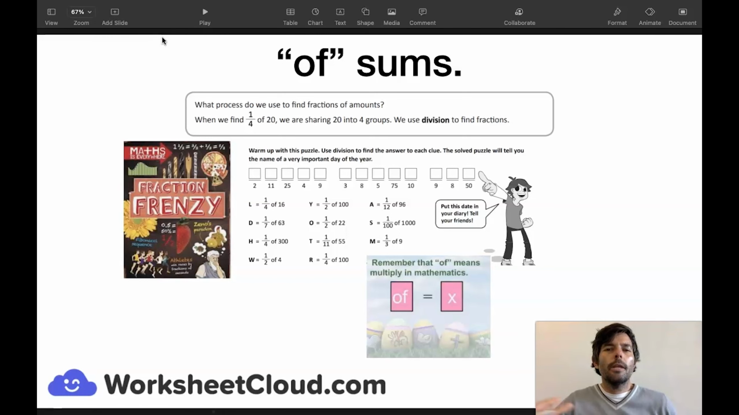Okay, so what that basically means is we're dividing by the denominator. 1/4 of 20 is the same as 1/4 multiplied by 20, and then we would say 20, the whole number, divided by the denominator.